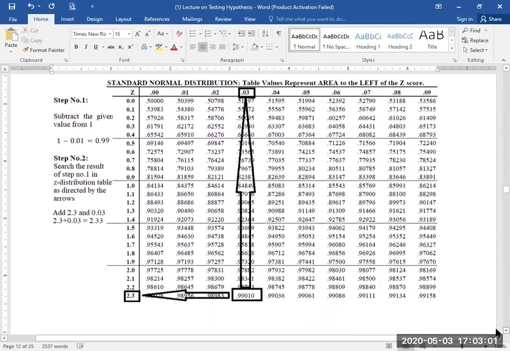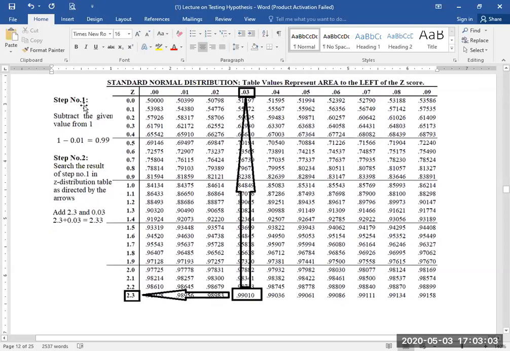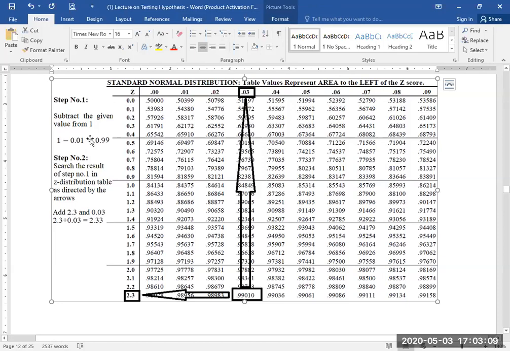Okay, finding the critical value from the table. Student, it is a one tail test. Step number 1, subtract the given value from 1, because we didn't divide the significance level, since it is a one tail test. So it started from step number 2, and from our problem, it is step number 1. Subtract the given value from 1: 1 minus 0.01, we obtain 0.99. Step number 2, we will search in the table for the value 0.99.